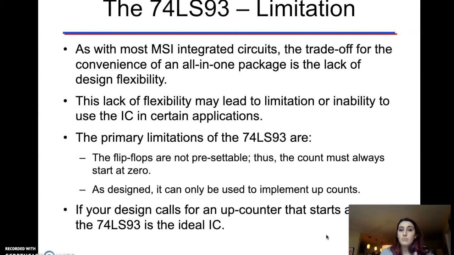Specifically, this chip is not presettable. It will always start counting at 0. You cannot make it start counting at 1, 2, 3. It has to be 0. And it only counts up. So really, if you're looking at designing a deli counter where it's going customer 1, customer 2, this is a great IC chip. But if you're trying to design a circuit that's going to do a countdown timer for the ball dropping in Times Square on New Year's Eve, this isn't going to be the chip you want to use for that because it can't count down and it has to start at 0.